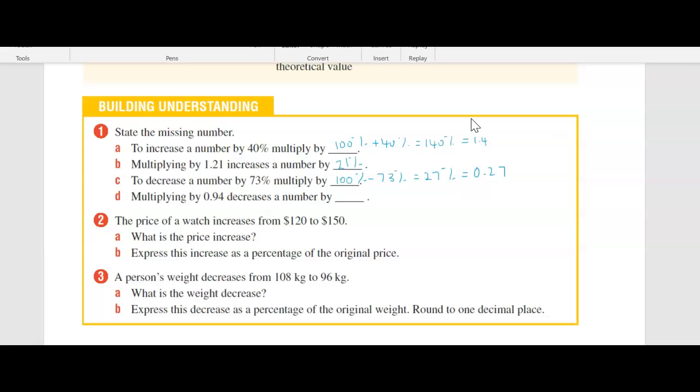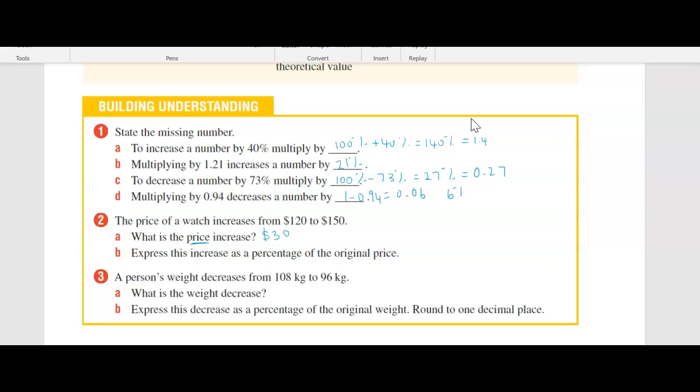Multiplying by 0.94 decreases a number by, so you can just do 1 minus 0.94, which is 0.06, which is 6%. The price of a watch increases from $120 to $150. What is the price increase? So we're looking at the price increase, not a percentage. So it's gone up by $30. So 120 to 150, it's gone up by $30.